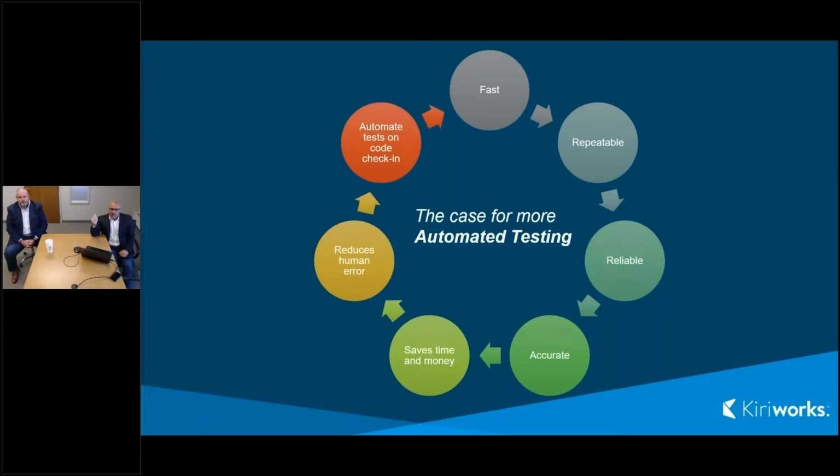It's fast, right? I check in my code. I want my developers checking in code daily. When they check it in, we're going to perform 25 tasks, and we're going to do it automatically every time. It's repeatable. We know that if we update our tests, the code is still going to get checked. We're going to be able to compare running results against each other. It's reliable, it's accurate, it saves a lot of time and money both for Hyland, but also for Kiriworks and also for you. It reduces human error where maybe the test wasn't performed correctly or a test was skipped.